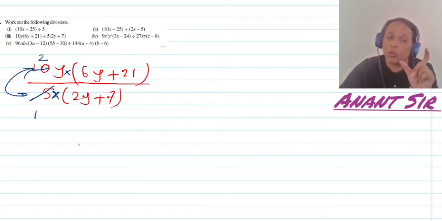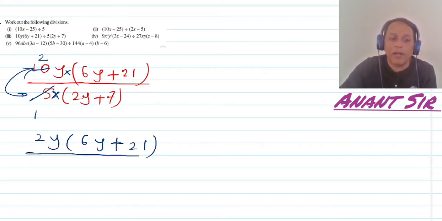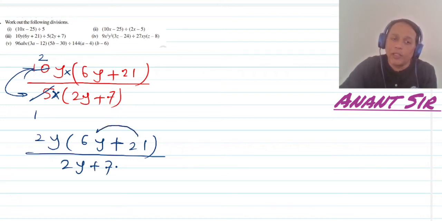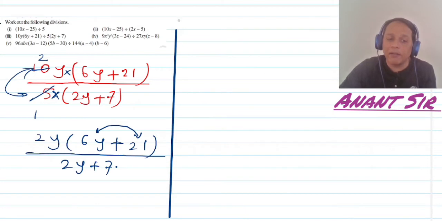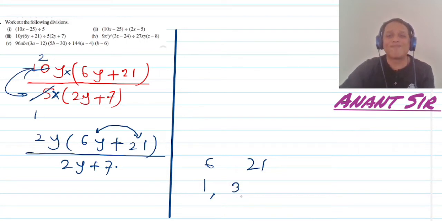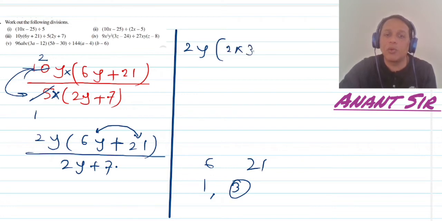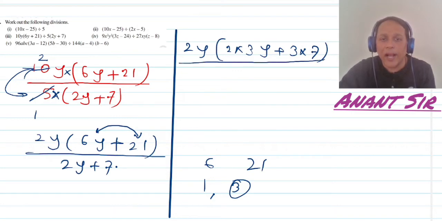Now what about the brackets? I am going to write first as it is what we have already solved: 2y into (6y plus 21), divided by (2y plus 7). Now what can we do with this bracket, 6y and 21? We can take something common from that bracket. 6 and 21 are divisible by 1 and 3, so 3 is the greatest number. I am going to write this 6 as 2 times 3 with y as it is, and 21 as 3 times 7. I am going to write the denominator as it is.